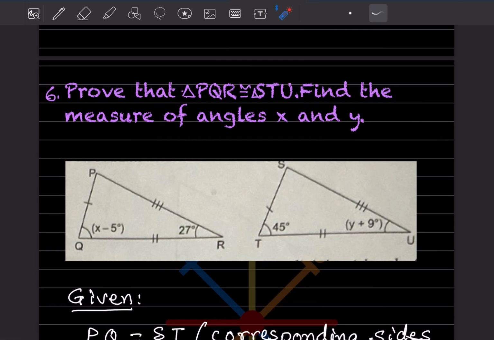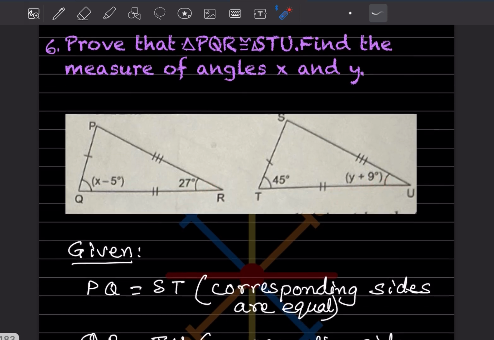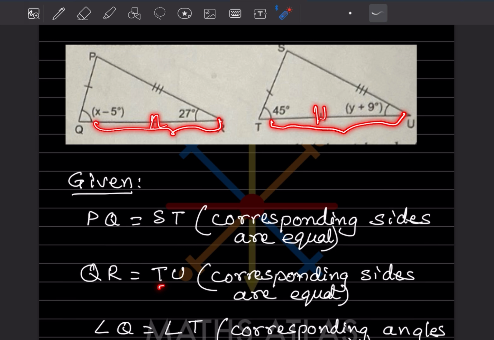Now prove that triangle PQR is congruent to triangle STU and find the measure of angles X and Y. Now this figure is given. You can see here is PQ and here is ST. Single line means both the sides are congruent. So we can say PQ is equal to ST. Now we can see here two lines and here two lines means QR is equal to TU. That's why we have to write that the corresponding sides are equal. Here also corresponding sides are equal.